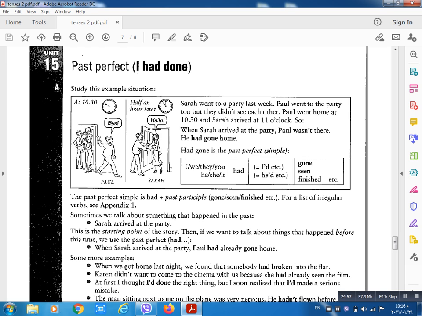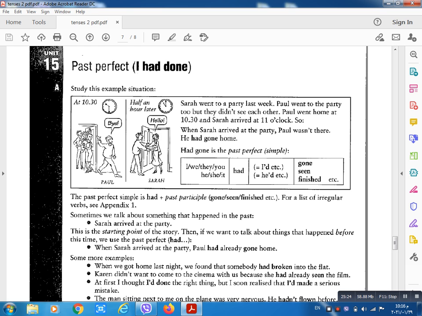He had gone home. See? So "he had gone home" is the past perfect: he plus had plus gone, the past participle, plus home. See? The past perfect simple is had plus past participle. For the list of irregular verbs, see the book. This is not our business today. We talked about regular and irregular verbs before.